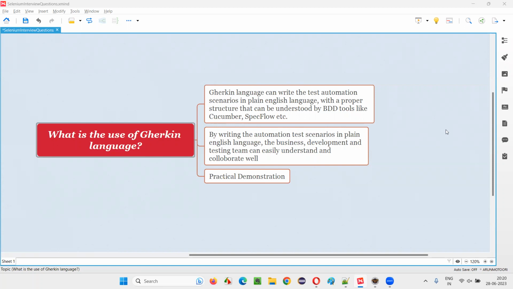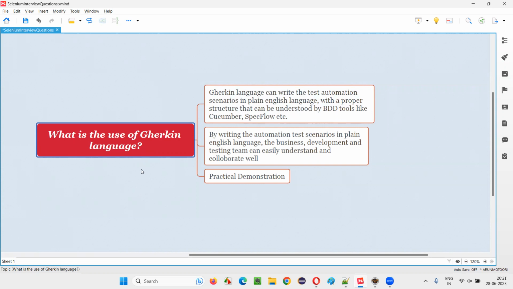In this session, I am going to answer one of the Selenium interview questions. That is, what is the use of Gherkin language? Let me answer. Gherkin is a language which can be used to write the test automation scenarios in plain English language.